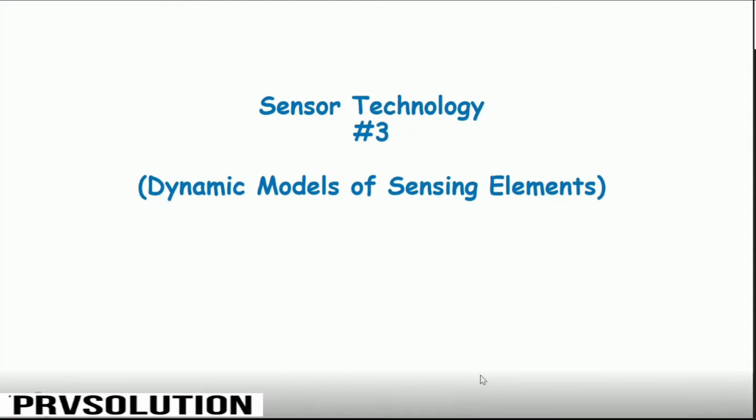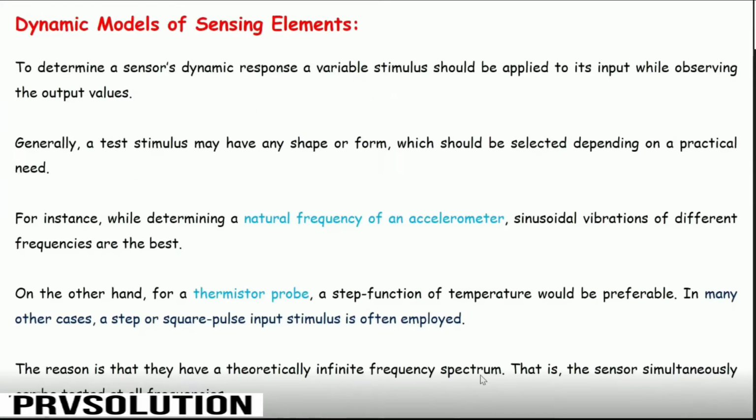If we are aware of the dynamics, then we can easily model it, design it, and produce it. That's why it is very important. But for us, we will not go deeper and deeper into this; we will just see in brief what it means. So to determine a sensor's dynamic response, a variable stimulus, meaning input, should be applied to its input while observing the output values. If we apply the variable input, then we see what output it is giving us.